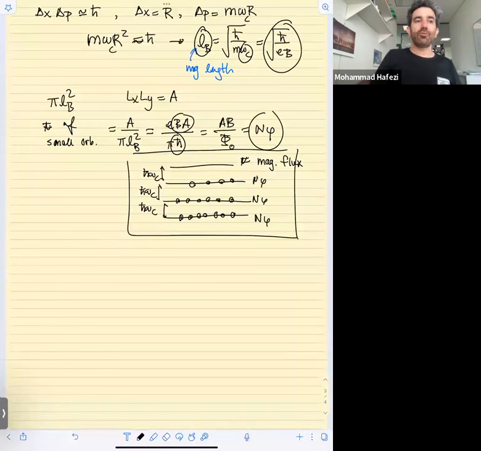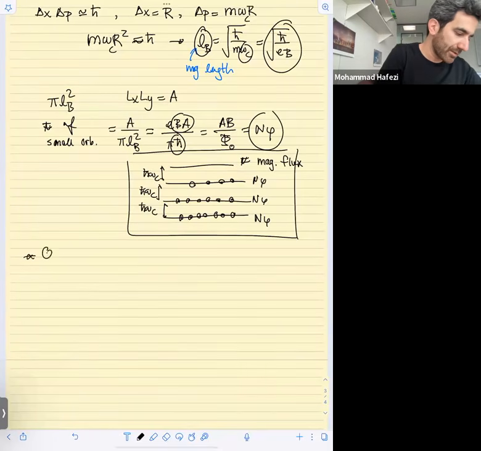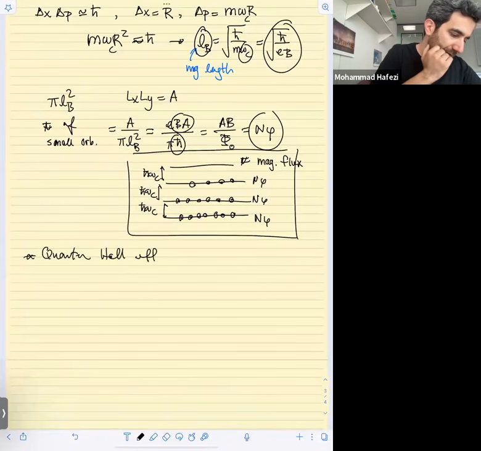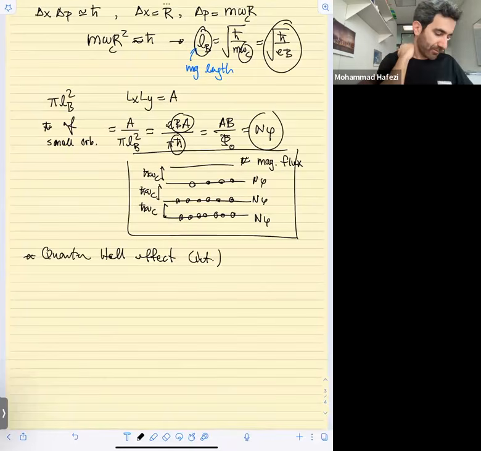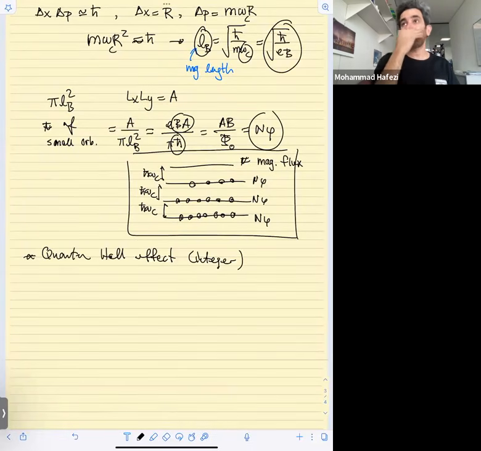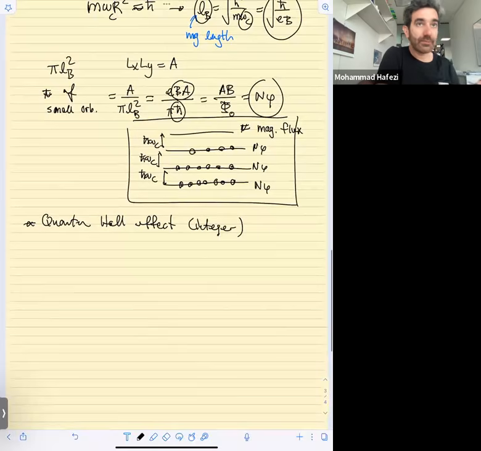Now, before going to the full quantum version, let's review what quantum Hall effect is. Quantum Hall effect, and this is integer quantum Hall effect. So there is no interaction. It's just single particle physics. Actually, throughout this whole lectures, we don't go and include any interaction. We can do that later, but that's not the subject.